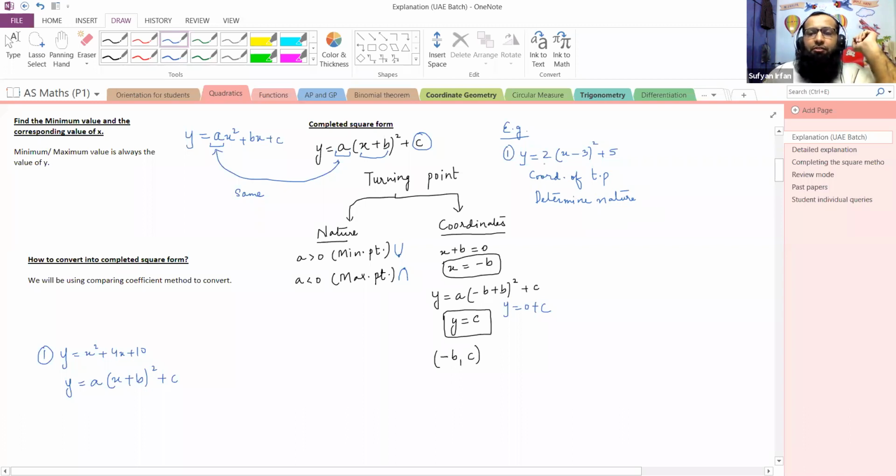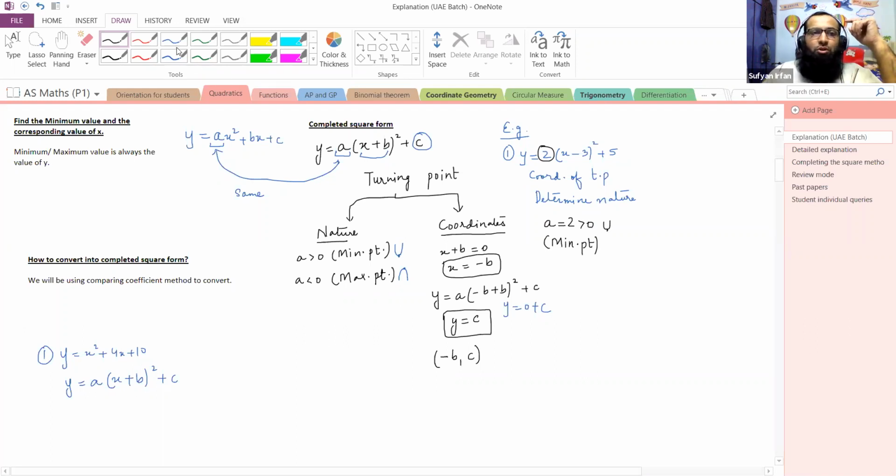For determining the nature, we have been told to look at the value of a, the coefficient of the bracket. In this case, the coefficient of the bracket is 2. The value of a is 2. Is 2 a positive value or a negative value? It is a positive value. Because it is a positive value, this means the point is a minimum point. Positivity, happy face, minimum point. The nature is a minimum point, right?